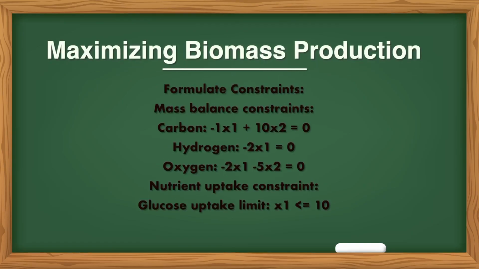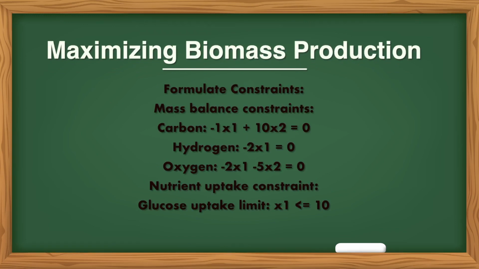It's time to write down the constraints. Similar to our previous discussion, let us describe what will be the different constraints in this case. So first let me elaborate on the carbon constraint. It will be negative of x1 plus 10 of x2 equals 0. For hydrogen, it's negative 2 times x1 equals 0.